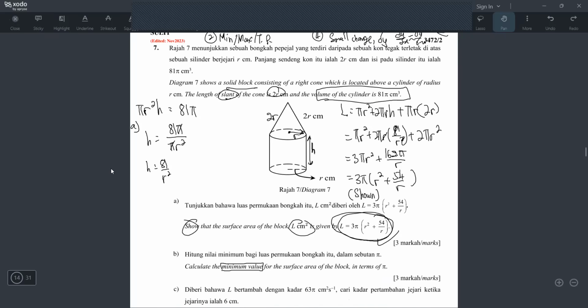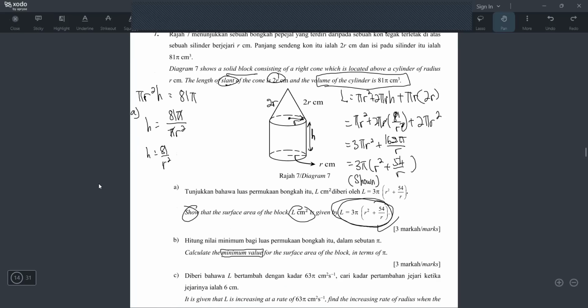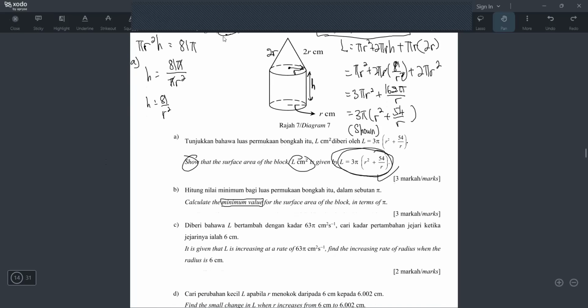So definitely the B question is which type of question? Type 1, type 2, type 3, or type 4? Type 2, right? Because they want to find minimum. So what you will do now is you differentiate equals 0. But you differentiate which equation? They said what is minimum? Minimum of surface area, right? Means the surface area equation, differentiate equals 0, right?